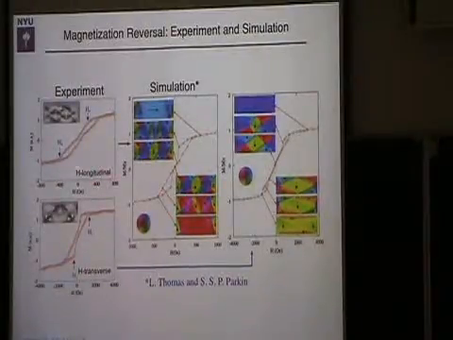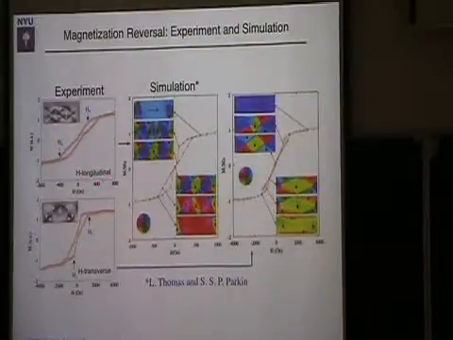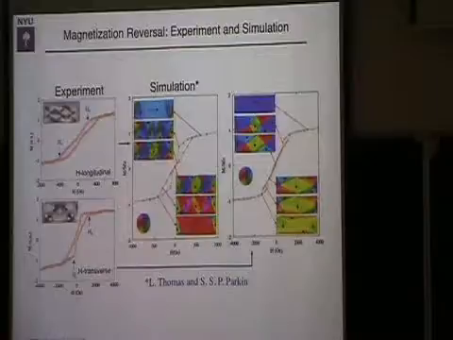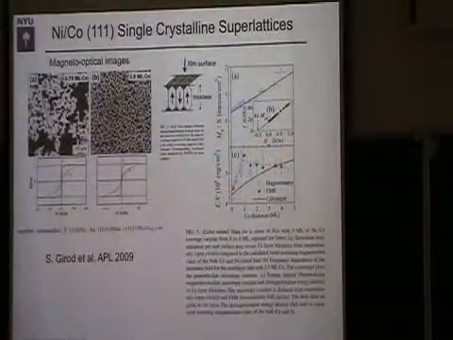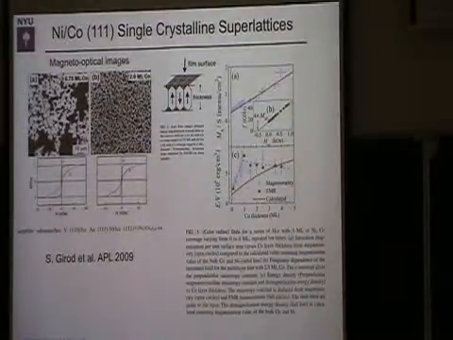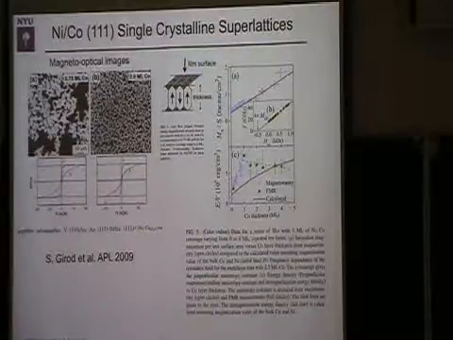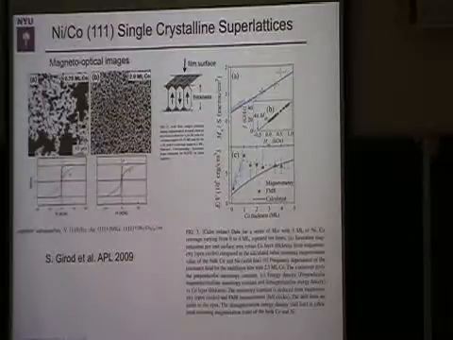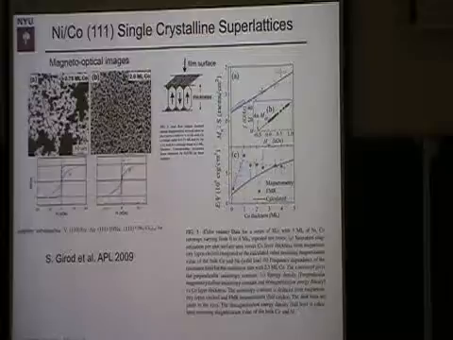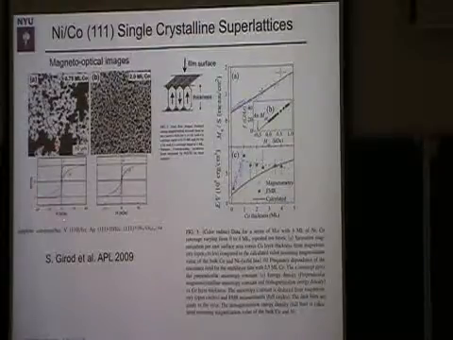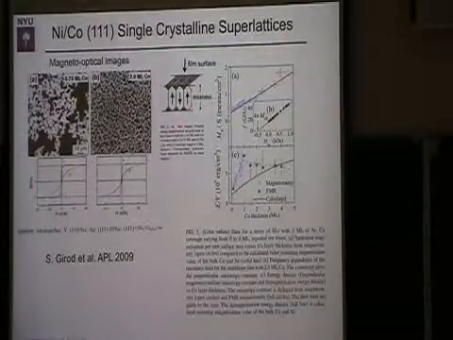I won't say too much about it, but we can capture some of the features that you see in the experiment through these kinds of simulations. There's also, maybe you've seen, that you can now make materials which have very, very strong perpendicular magnetic anisotropy. These are thin films where, instead of the magnetization wanting to be in the plane, it wants to point perpendicular to the surface. And so now the short dimension is the film thickness.